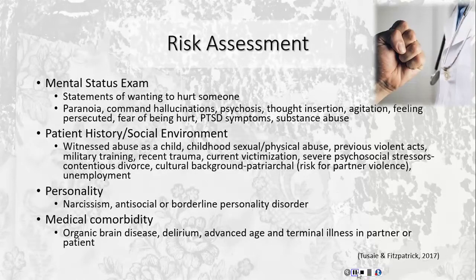Any severe psychosocial stressors, a really bad divorce, their cultural background, if they came from a more patriarchal, male-dominated culture, there's a higher risk for partner violence. Are they unemployed? Personality aspects, do they have narcissistic traits? Are they antisocial or borderline personality disordered? Organic brain disease, there are some medical conditions here. You'll want to watch for delirium, advanced age and or terminal illness in a partner or the patient.